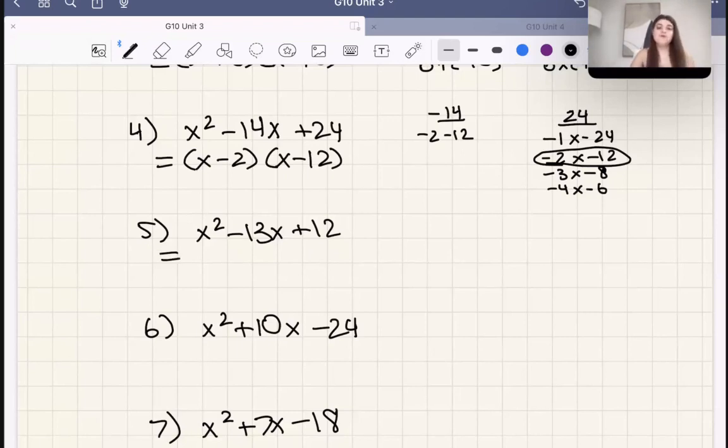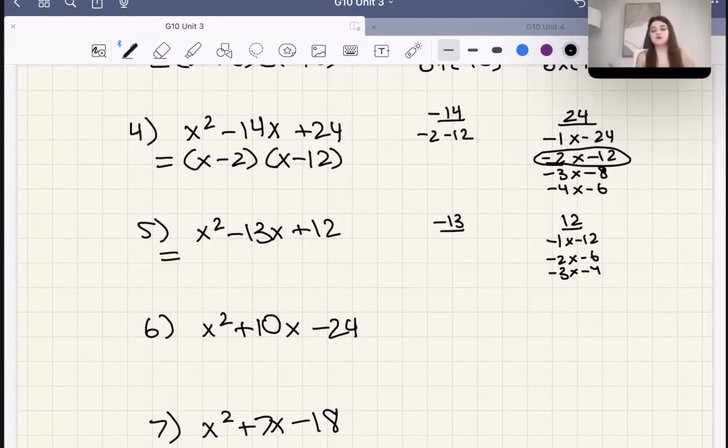Now let's move on to the next one. All right, so we need two things that multiply to 12 and add up to negative 13. Now again, since negative 13 is a negative number, I only care about negative things that multiply to 12. So I only care about things like negative 1 times negative 12, negative 2 times negative 6, negative 3 times negative 4, stuff like that, right?